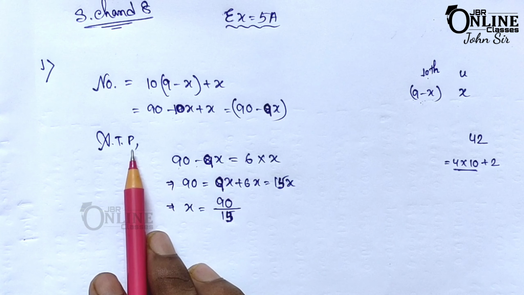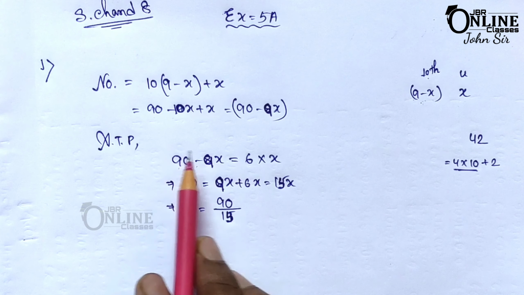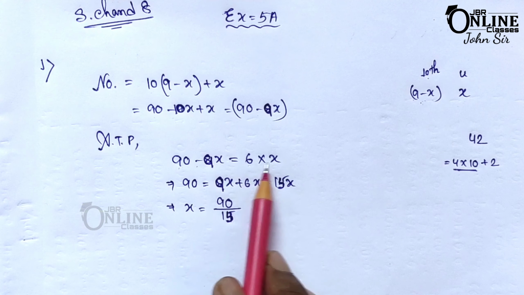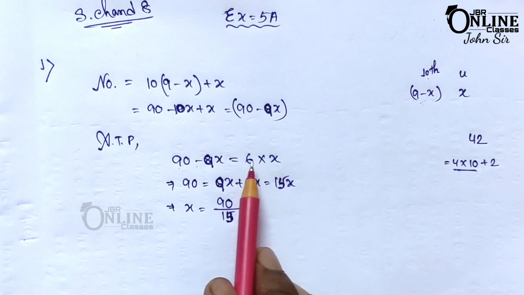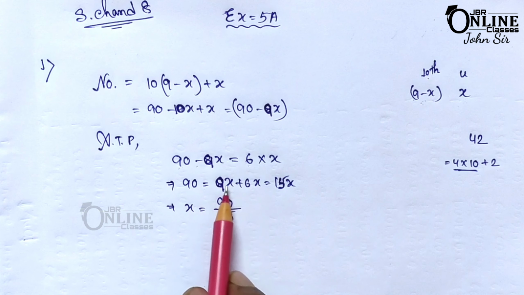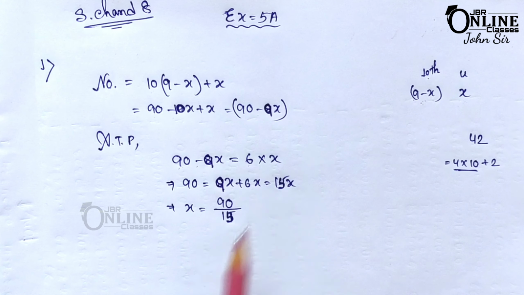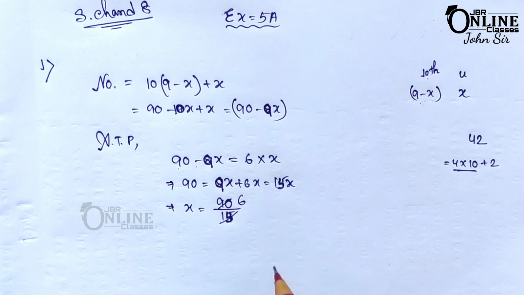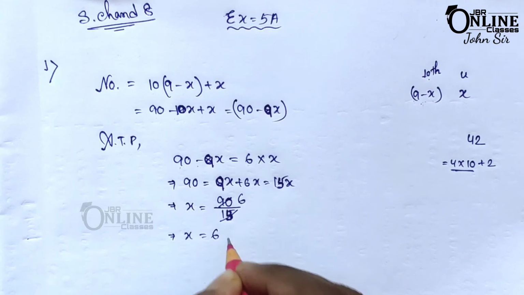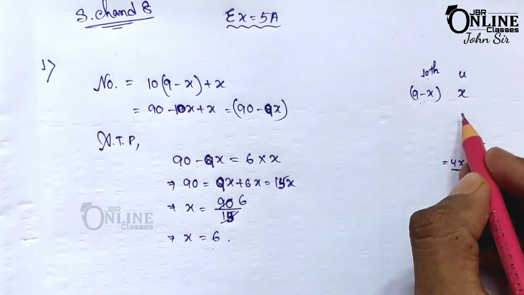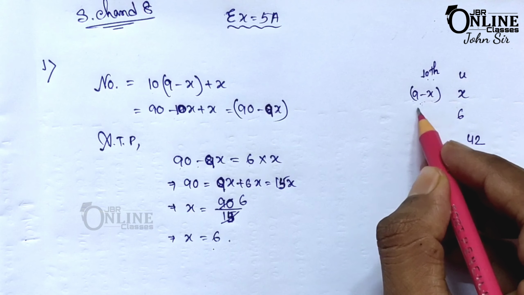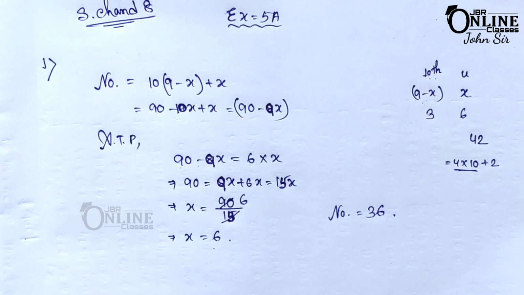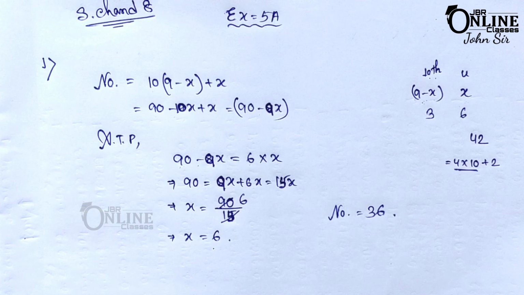Now according to the problem, the number is 6 times the unit digit. So here the number is 90 minus 9x, and 6 times the unit digit. The unit digit is x, so 6 into x. So 90 equals 9x plus 6x, that equals 15x. So x equals 90 by 15, so that equals 6. That means here x equals 6. So if x equals 6, then the unit place is 6 and the 10th place is 3. So the number will be 36.